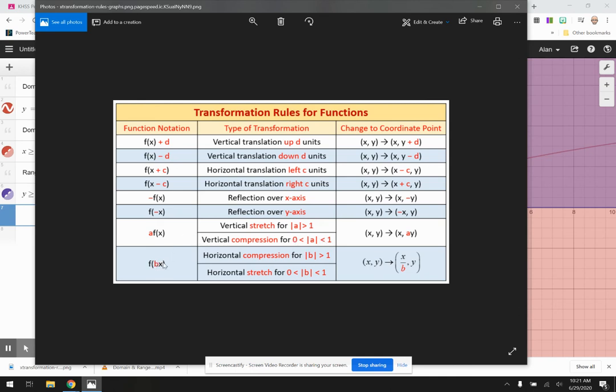If you're multiplying by the x number inside, so if it's radical and then you put a 2x, because you're multiplying the x by 2, then that's a vertical shrink if b is greater than 1, or it's a vertical stretch if b is less than 1. Use this image to help you with your transformations.